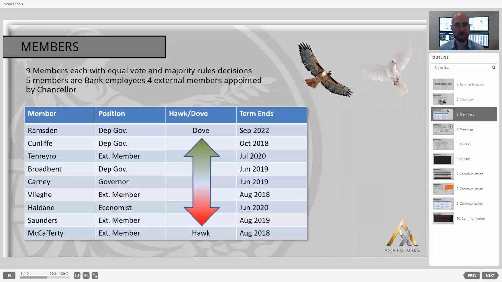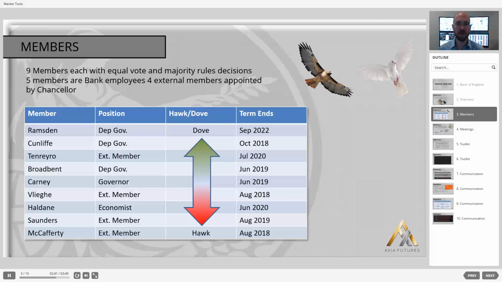So you get this spectrum. Now the importance of this is, if you hear a comment from a known hawk, McCafferty, Saunders for example, and their comment relates to raising interest rates, it's not such a surprise. If you hear the same comment, perhaps from Ramsden or Cunliffe, then that's where you've got a big surprise on your hands. So the significance of any comment from a central banker comes down to how hawkish or how dovish they actually are. So keeping this in your mind, I would recommend print this out, stick it to your desk so you know immediately, or can very quickly just glance down and there it is. You know exactly what the situation is.